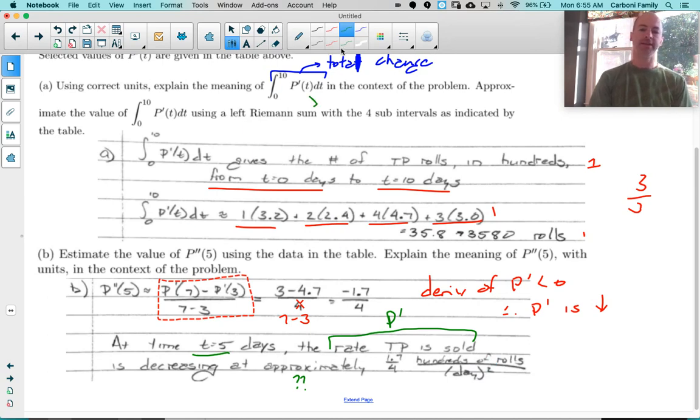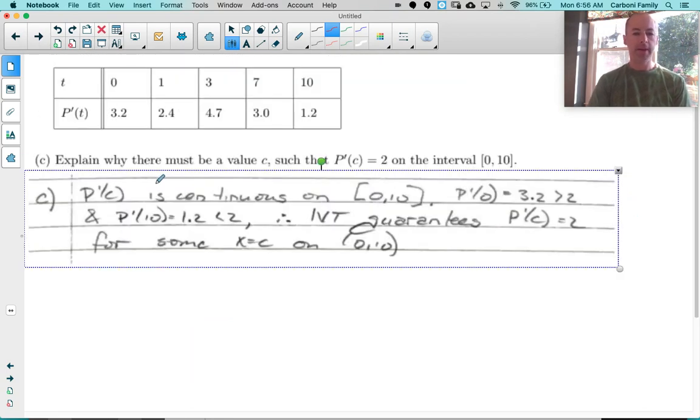Notice that in my answer right here, I said decreasing at approximately 1.7 over 4. I left off the negative because that negative is included in the word decreasing. If you looked at the scoring guidelines, I think they just said the rate that toilet paper is sold is changing at negative 1.7, and that would be fine also. If you use the word changing, then you do need to include the negative, but my negative is included with the word decreasing. All right, moving on.